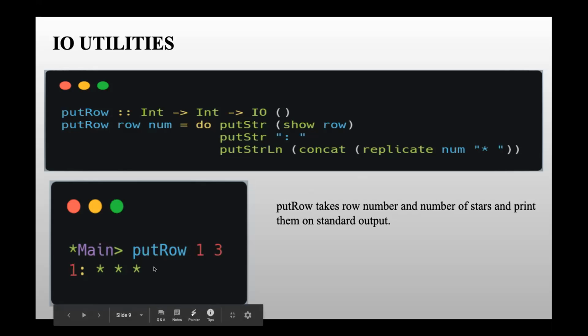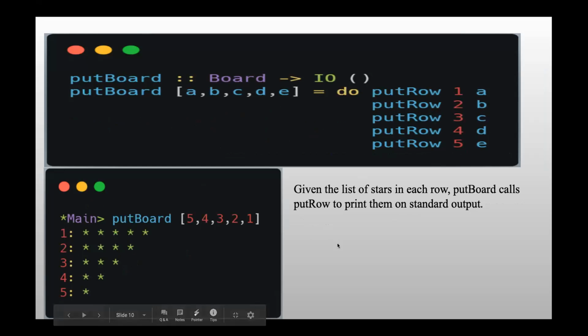Next slide. And the next one is the putBoard function. What putBoard is doing is, the putRow function was giving us the repetitions of the stars for one row. So we have made the putBoard function because we want 5 rows in our game. So we are calling this putRow function 5 times in the putBoard function. So we have given putBoard 5, 4, 3, 2, 1, and for 5 it is displaying these 5 stars. The same way it goes on.